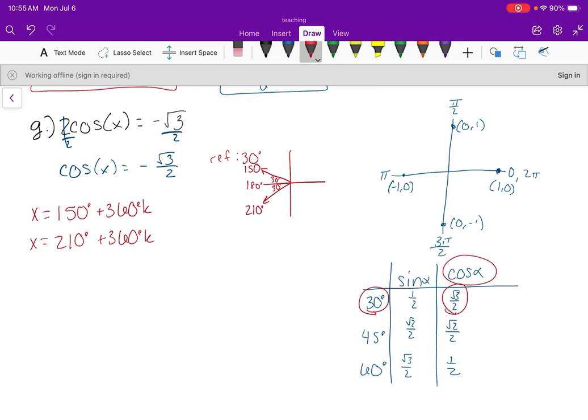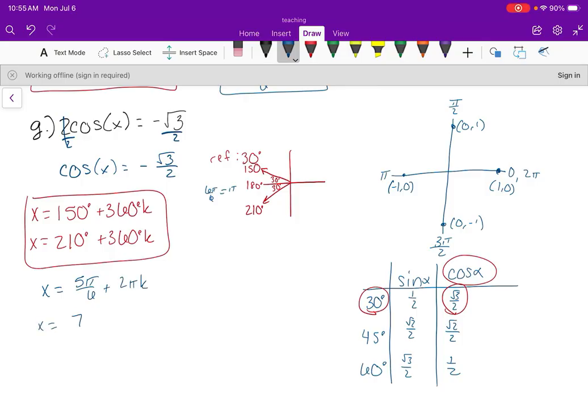In radians, this would have been, let's see, this would be pi or 6 pi over 6. So 5 pi over 6 plus 2 pi k, and 7 pi over 6 plus 2 pi k would be my two answers in radians.